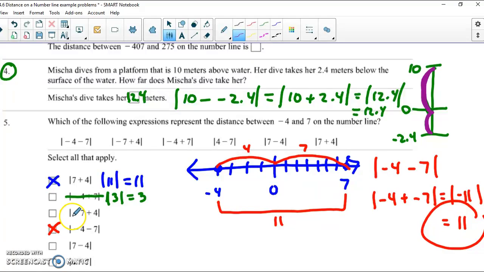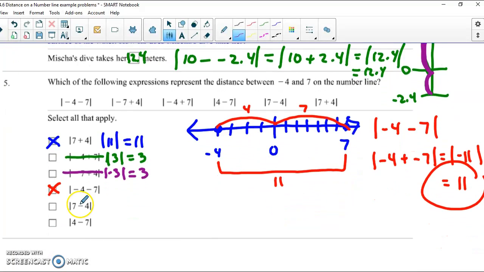Let's look at this third option, the absolute value of -7 plus 4. Well, again, I have different signs. I have a -7 and a +4. So when I have different signs, I'm not going to add, I'm actually going to subtract. 7 minus 4, again, is 3. And my larger number is 7 and it's negative, so my answer is negative. But it doesn't matter because the absolute value of -3 is +3, which again is not equivalent to 11.